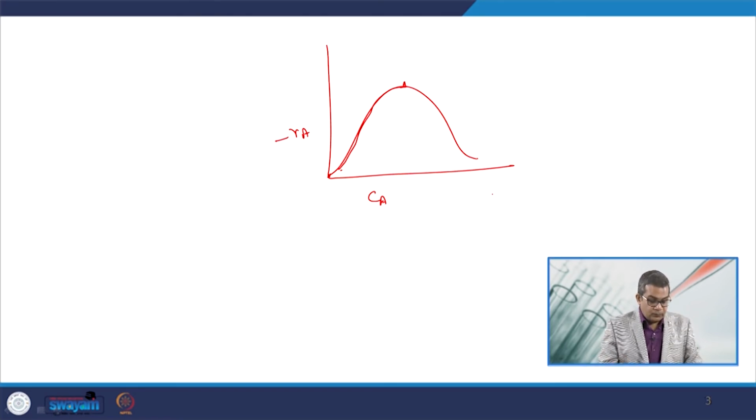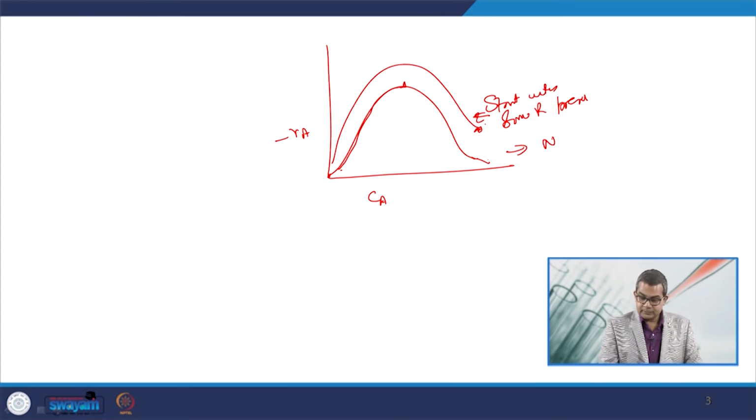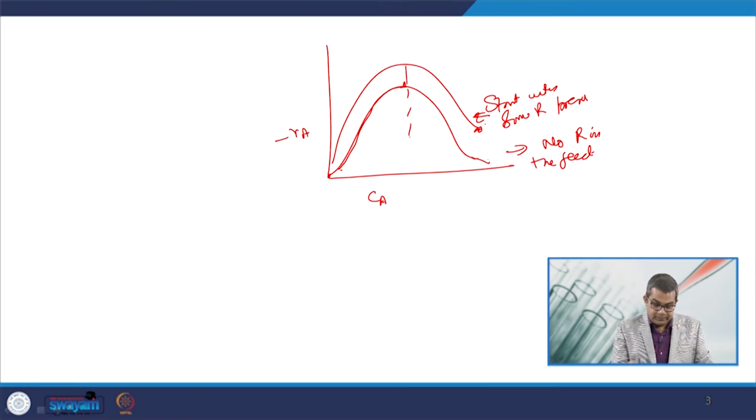And sometimes you may talk about starting with some R present. In that case you may have this type of curve, and if there is no R in the feed, then you may have it like this. So, you can calculate the C, in that case Ca is equal to Cr and Ca naught, Ca upon Ca naught.